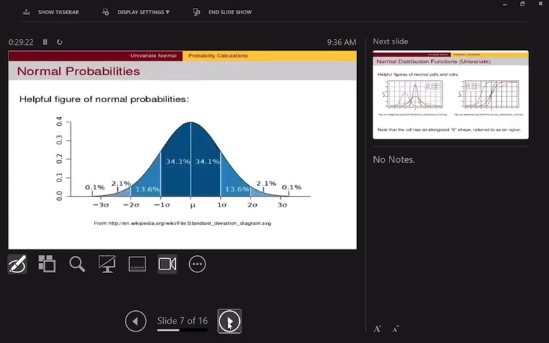I can know in many ways. I can know by what we call the empirical rule. By the empirical rule, if a data set follows a normal distribution, we expect 68% of the data set to be within one standard deviation.